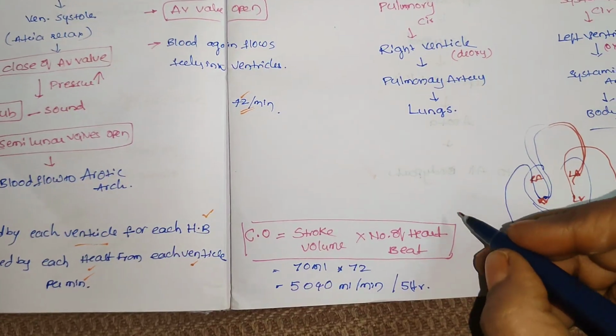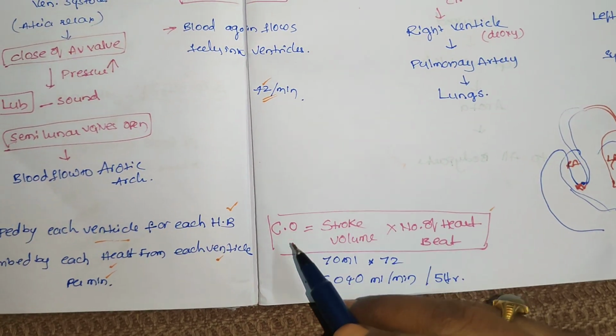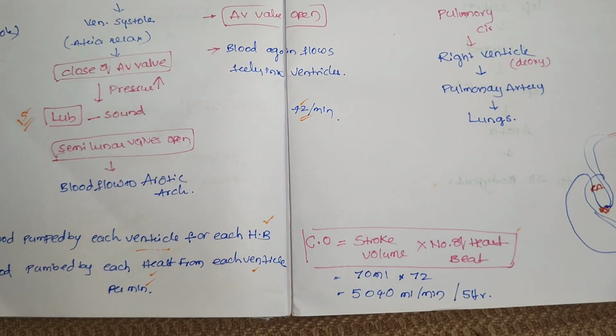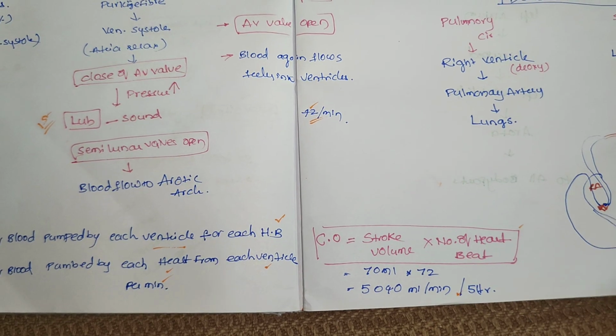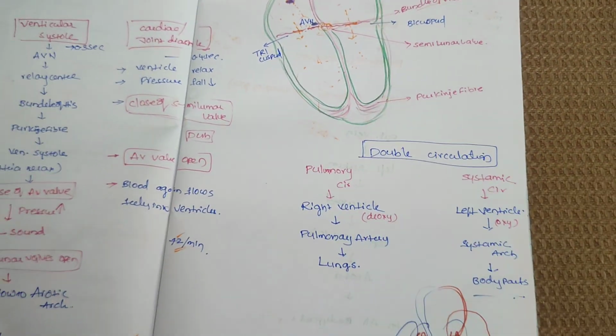In MCQs, in MHT CET and NEET also, they may ask a question on the calculation part. Cardiac output equals stroke volume into number of heartbeats. 70 into 72, nearly 5 liters. And also double circulation is important.